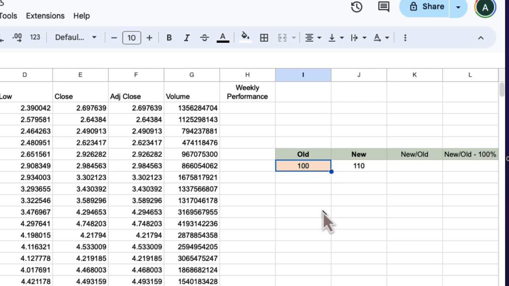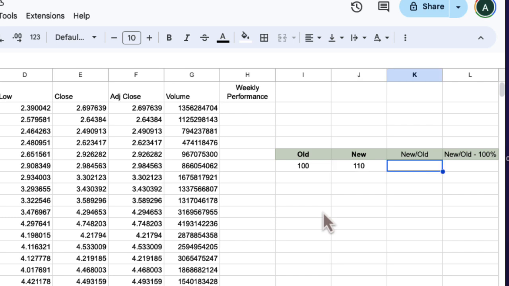That was the old weekly closing price. And then the next week, the price was $110. And we wanted to know how much did it go up? And you're probably thinking, well, it went up 10%. That's good. I mean, it went up $10, right? But we were thinking more in percentage terms.